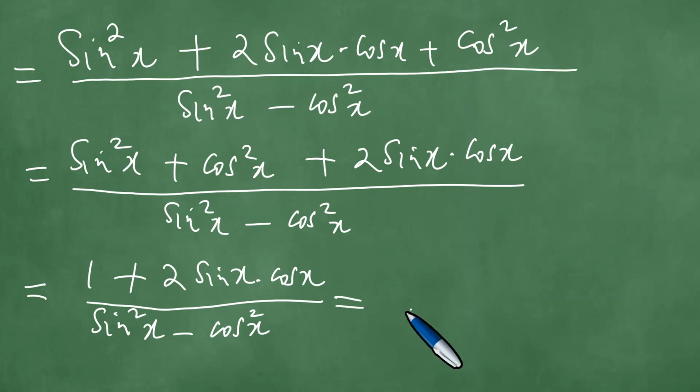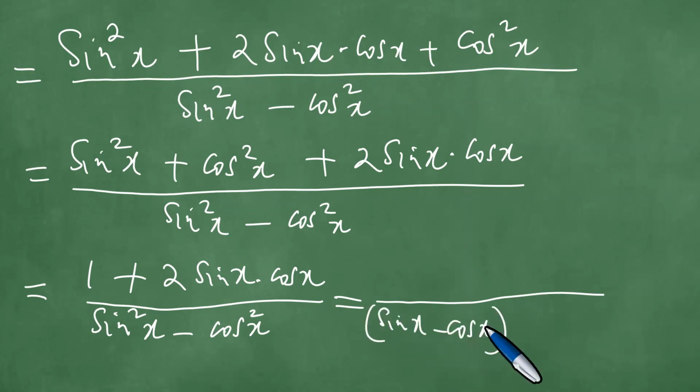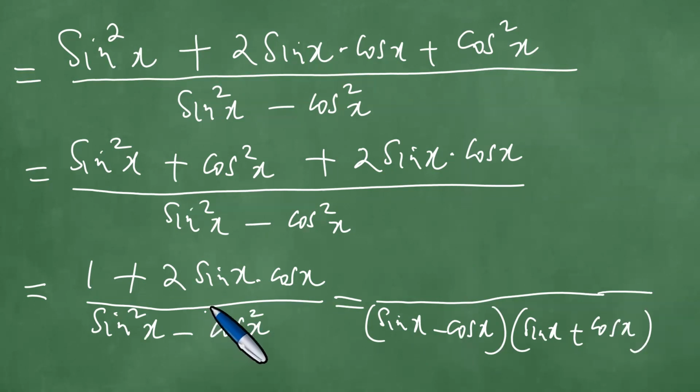Okay, the difference of two squares, which is exactly sine x minus cosine x, sine x plus cosine x, which is what the examiner wanted. So one thing that we can realize is what the examiner wanted here.